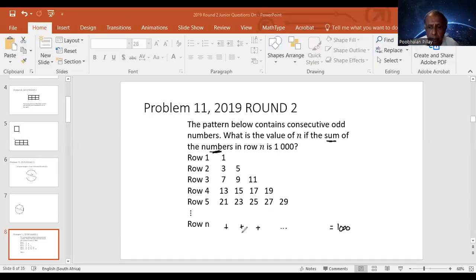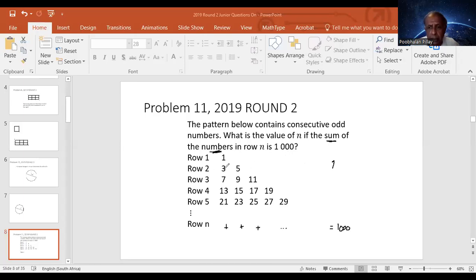So when you add up all these, you get 1000. Now, what is n? Obviously what we have to do is see what happens when you add these numbers. Maybe there's a pattern. Let's add the numbers in each row. In the first row, you just have a 1 here. I'm going to put 1 far away.